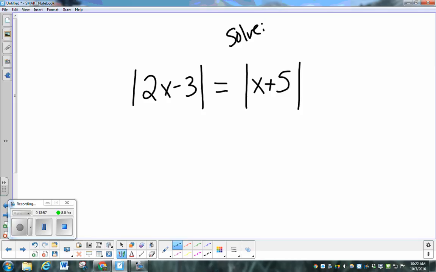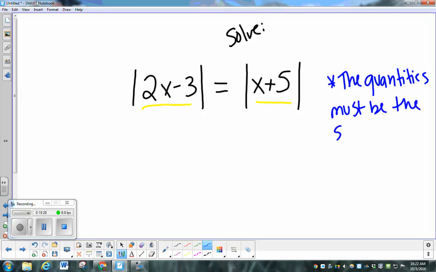Okay. Since these are the same absolute value, these have to be the same distance from 0, right? That's what absolute value means. So if the absolute value of this quantity is the same as the absolute value of this quantity, they must be the same distance from 0. I'm going to write that down because it helps me think about it. The quantities, the things I underlined in yellow, must be the same distance from 0.